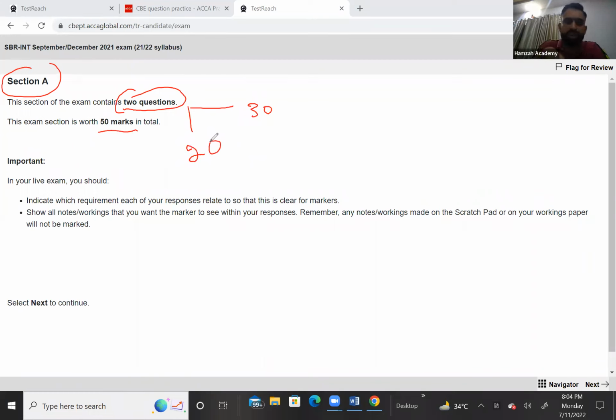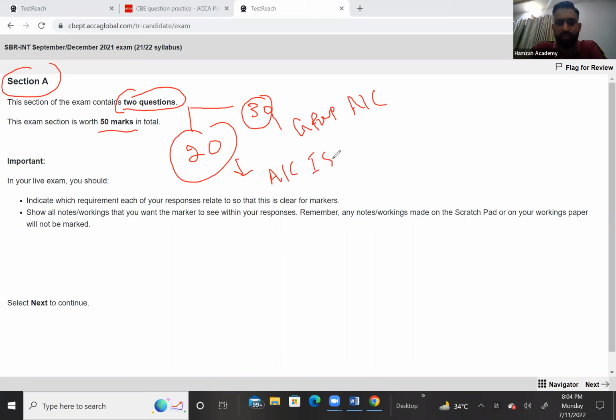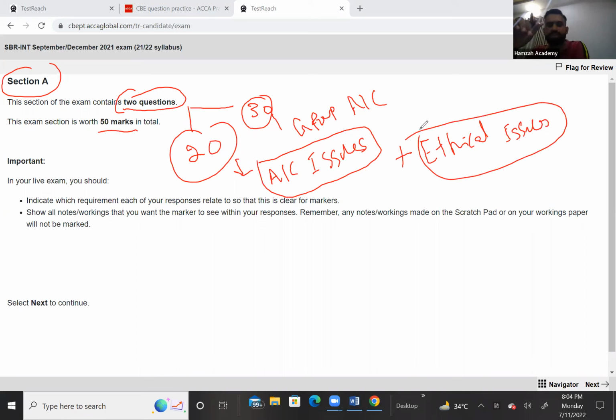Keep in your mind, the first question, which will consist of 30 marks, all or the majority of these marks will be from group accounts, consolidated financial statements. It will be from group accounts. The second question, question number 2, will be from accounting issues. When I say accounting issues, that means there will be some case studies on accounting standards plus ethical issues.